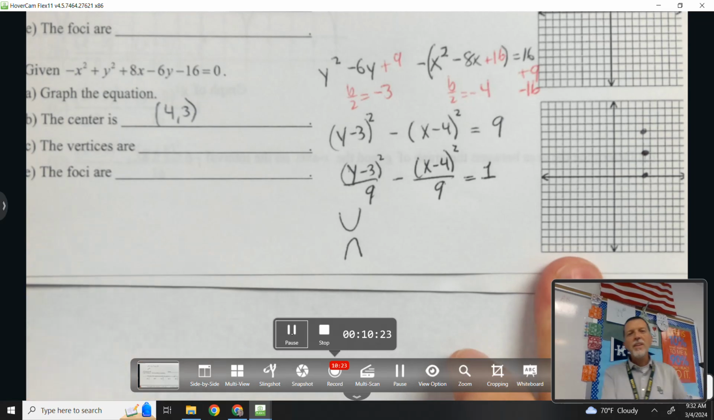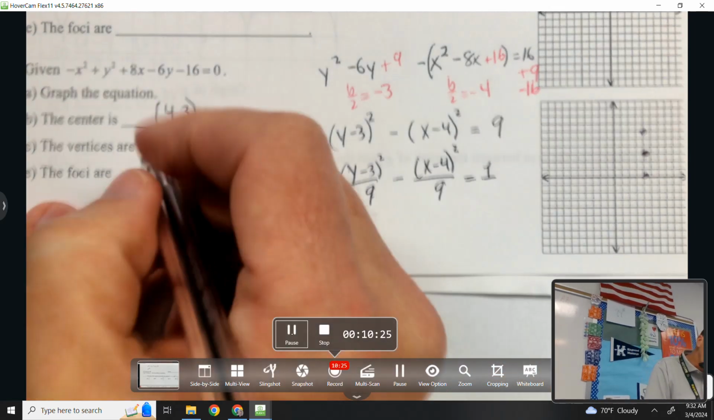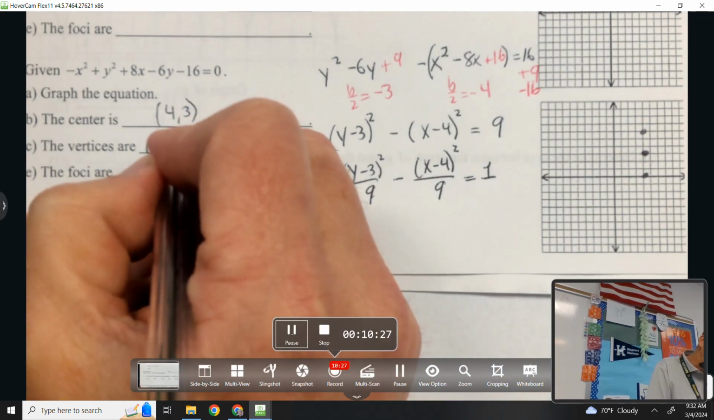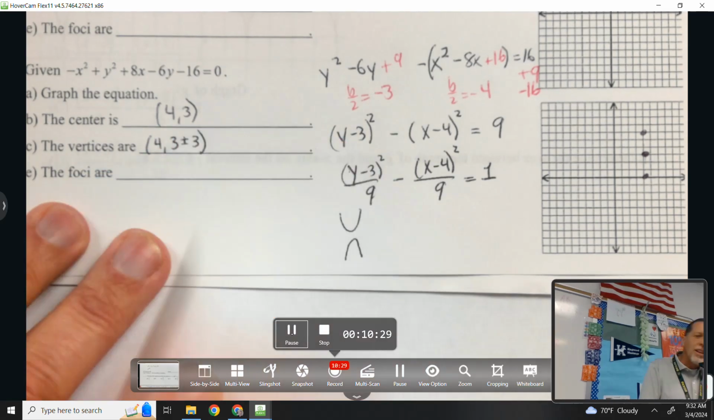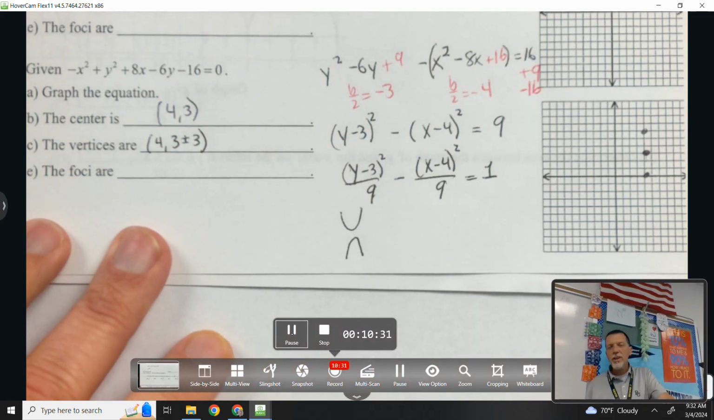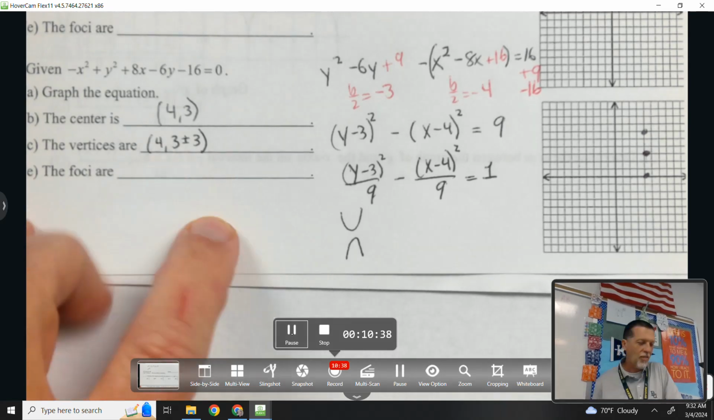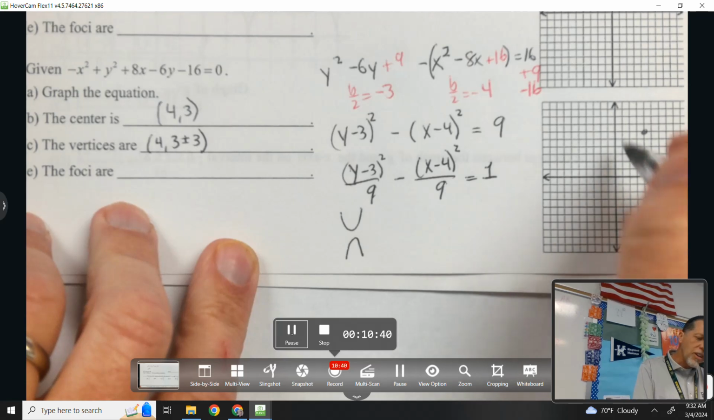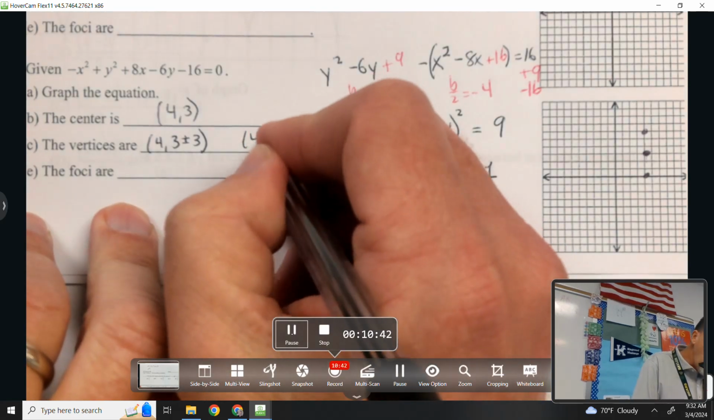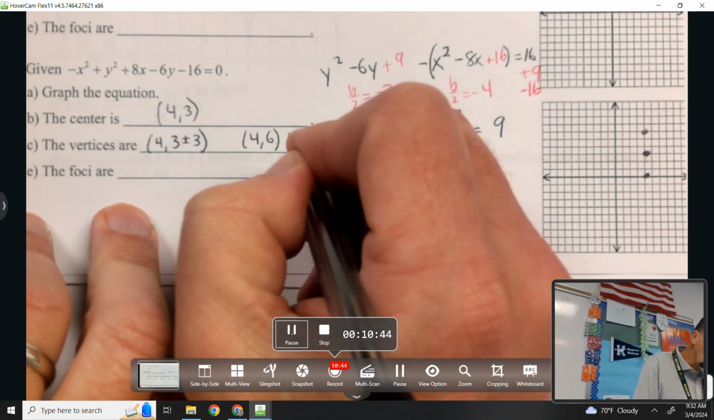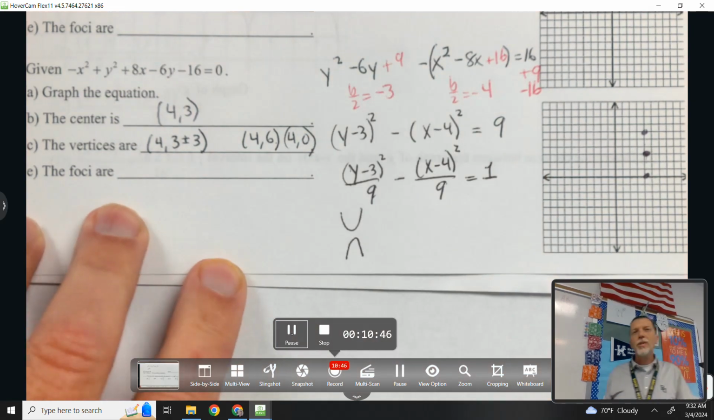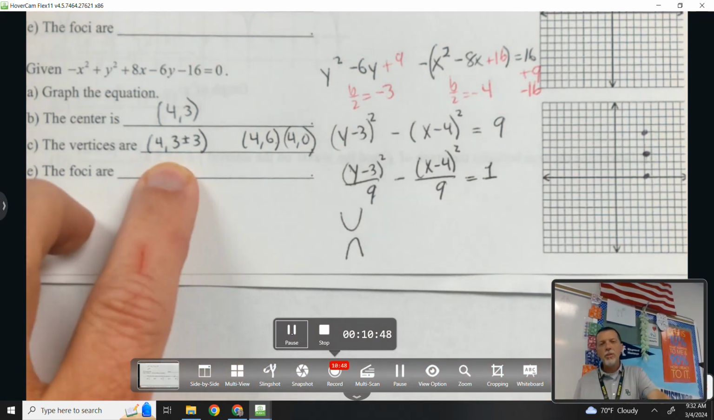I made the key yesterday, and on ones like this, I'm okay if you just want to say it 4, 3 plus or minus 3. That's sort of what you did. You went to the center and you went up and down 3. If you want to write it like that, that's fine. If you do them first and then you go get the points, and you say, well, they're 4, 6, and 4, 0, I mean, that's also okay. You don't have to list both of them, but I'm okay with the plus or minus notation.